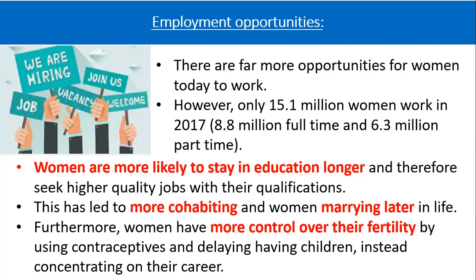However, despite this, women are still more likely to stay in education longer today than 50 years ago. They're more likely to cohabit because of these greater employment opportunities and marry later in life, as we talked about previously. And they also have more control over their fertility. That's partly to do with the contraceptive revolution in the 60s, but also because of these employment opportunities, they're more career driven and perhaps consciously delaying having children, and also financial stability again.